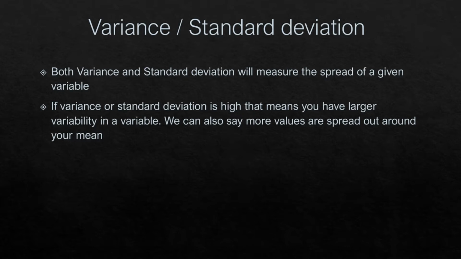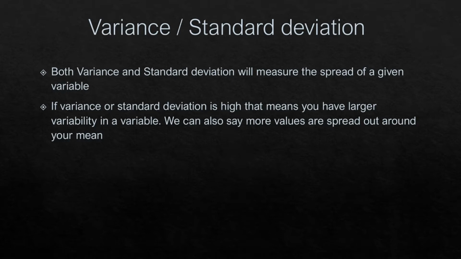This is mainly used to check how the values in a data set are related to each other. The variance can be positive or negative. If we have a large variance, we can say the values are far from their mean.